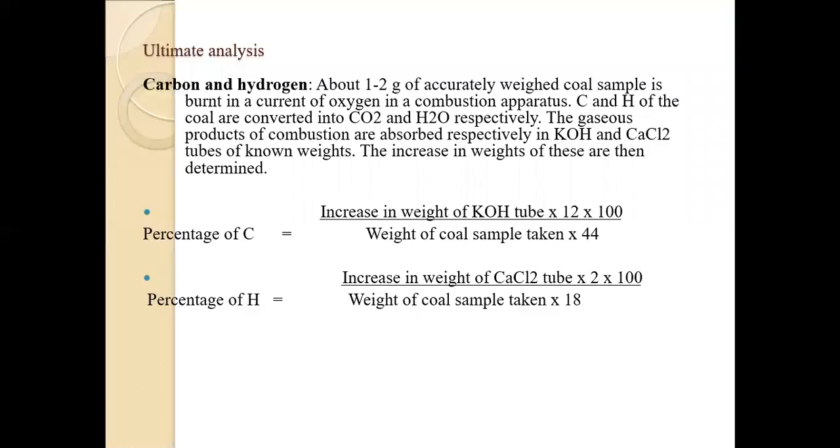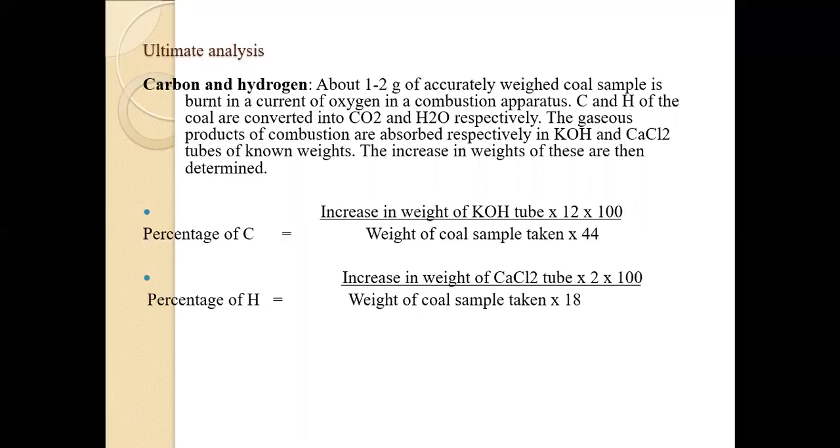Next, once the proximate analysis is done, the coal must be taken for the ultimate analysis. As I told in the previous slides, ultimate analysis is nothing but the analysis of the carbon, hydrogen, oxygen, and nitrogen elements that are present in the coal. Now let us discuss them in detail. First, the carbon and hydrogen content.